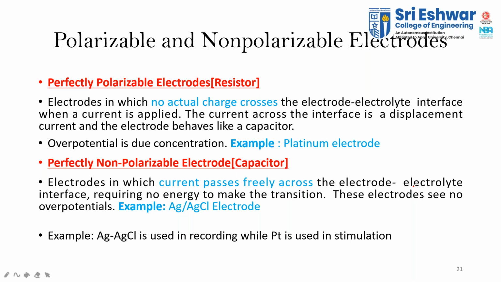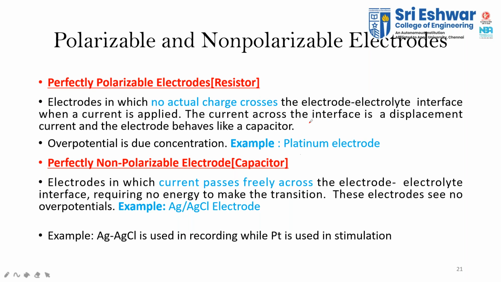Polarization is nothing but alignment. We align positive and negative charges in such a way that no current is generated out of the cell. That is said to be polarization. Non-polarization means the current passes freely across the electrode-electrolyte interface. It requires no energy to make the transition. The material used for this is AgCl, silver chloride, and for polarizable electrodes we have the material called platinum.